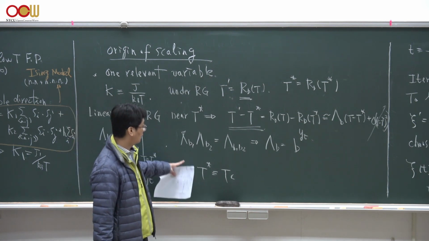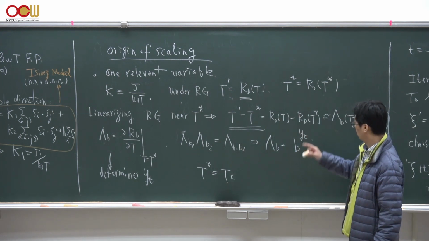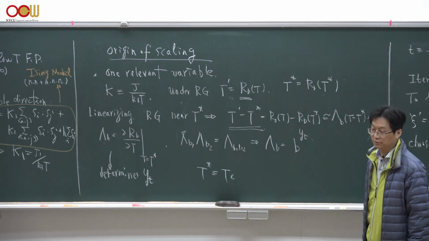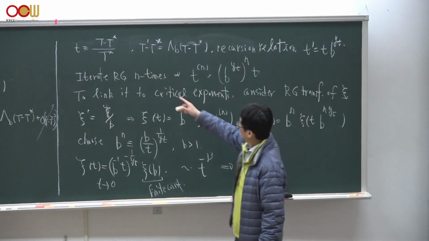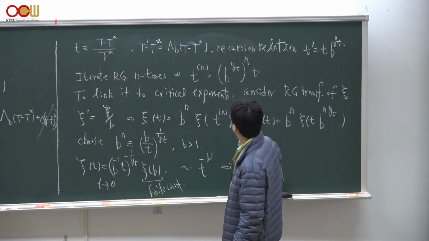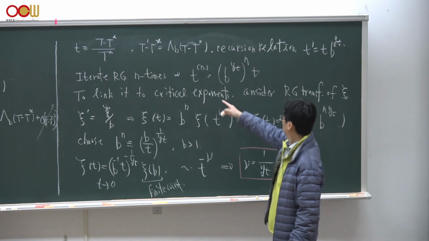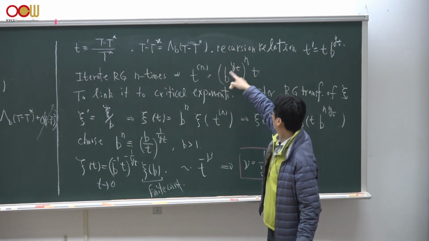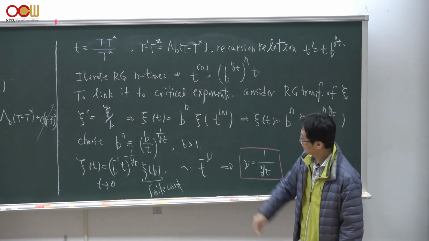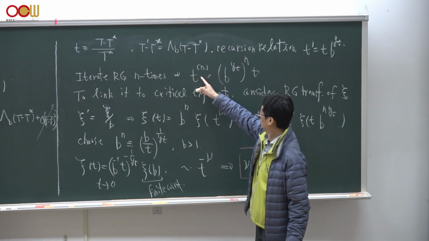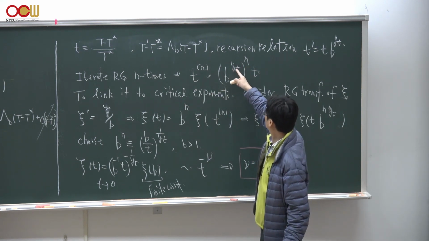And from the semigroup property, we know that this lambda_b is actually a power law, b to the power of y_t, and T star is defined as T_c. So if we define little t, the dimensionless temperature relative to T star or T_c, we can iterate this RG n times, and this little t becomes b to the power of y_t, to the power of n, times t after n iterations.